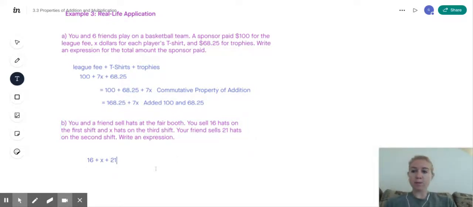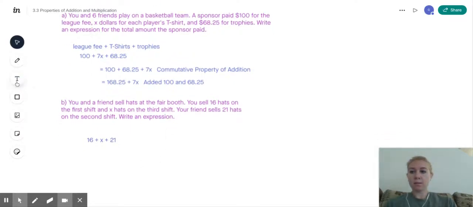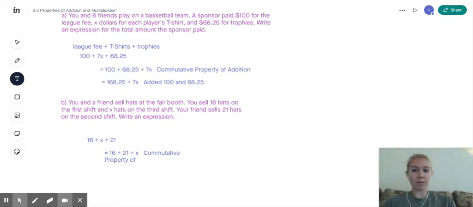Okay. Well, again, we need to get like numbers, like things together. So we need to move some things around and get our numbers next to each other. So let's see, 16 plus 21 plus X. And if we change the order, right, we moved the variables and numbers around, that's the commutative property again. So commutative property of, and we are adding, so it'd be commutative property of addition.